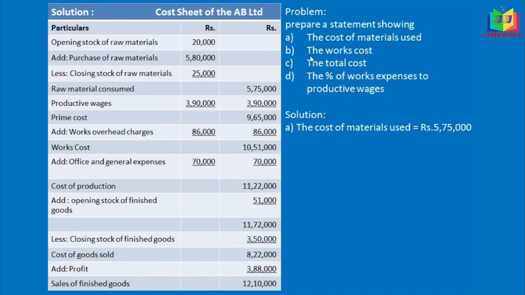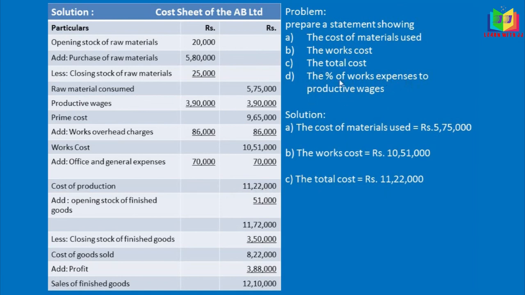And the next question is the works cost. The works cost is 10,51,000. I have written. The next one is the total cost. The total cost is nothing but the cost of production. And the next one is the percentage of works expenses to productive wages.